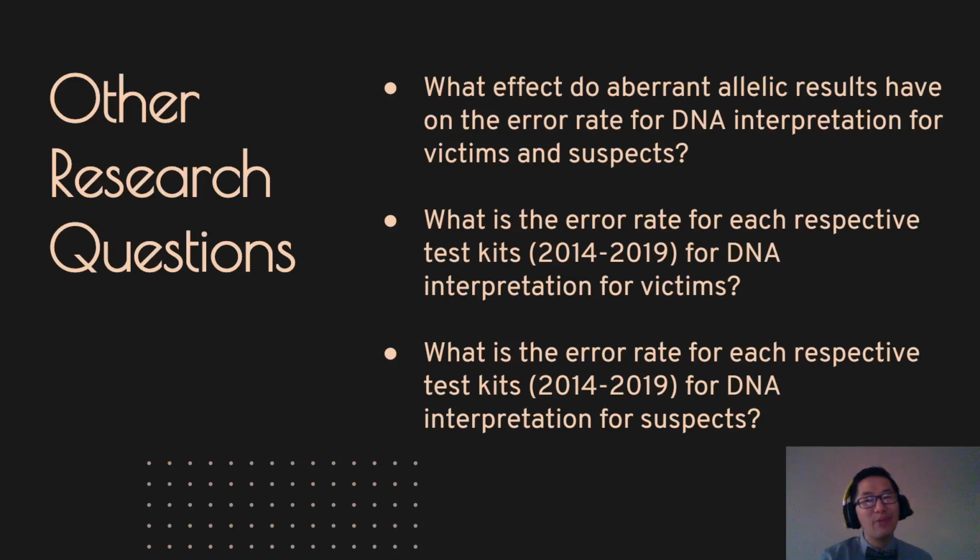And essentially, aberrant allelic results basically means variation in the results. So sometimes results aren't perfect. There may be some slight difference. So that's what aberrant allelic results means. And for the next question, we have: what is the error rate for respective test kits between 2014 and 2018 for the interpretation for victims? And on the other hand, we want to understand the error rate for suspects for DNA interpretation.